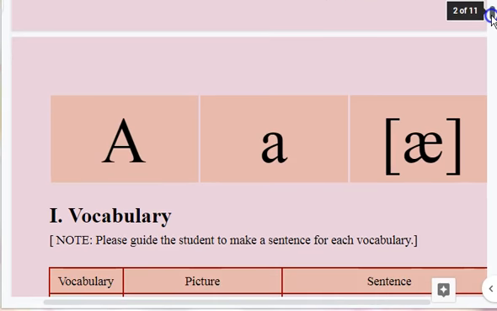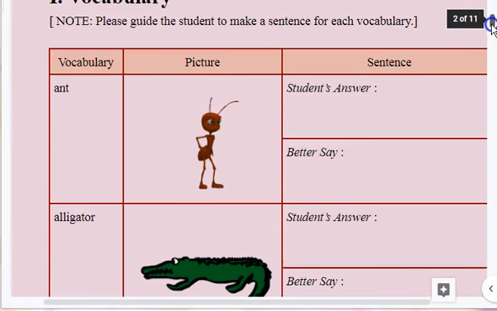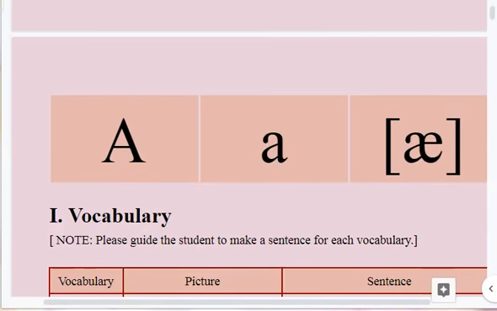Wait a minute, because I can see your picture. You cannot see the material. Do you want me to send you the copy or link? All right, let me just send it to you now. Can you see it? Wait for a minute, please.